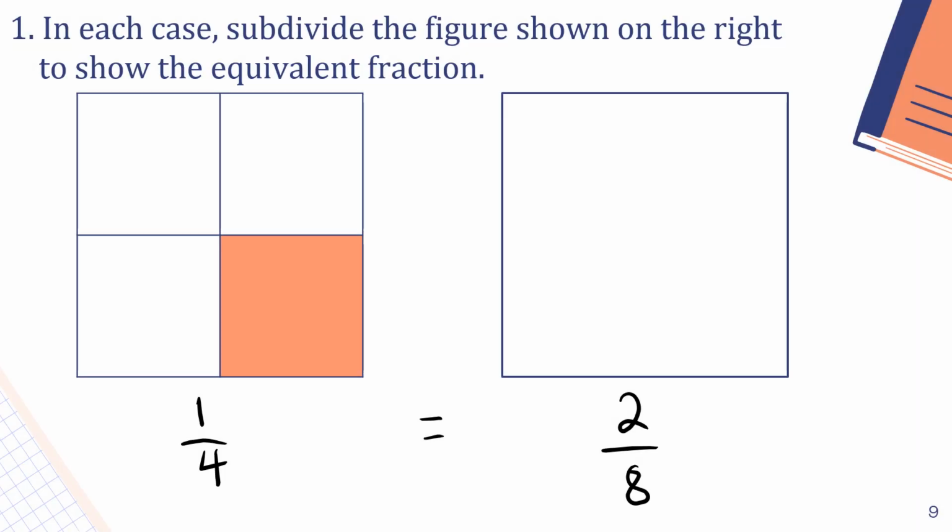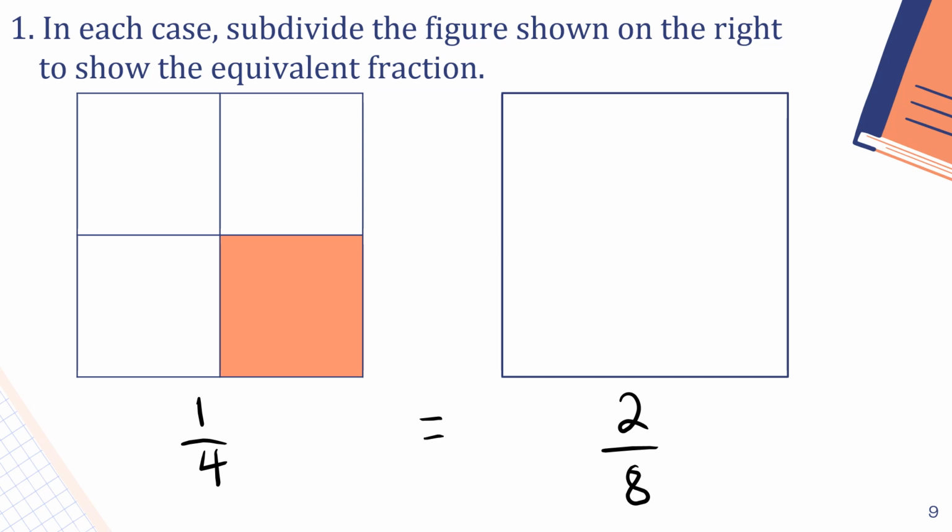All right, so we're going to do an example. I would say this is like the area model. It says, in each case, subdivide the figure shown on the right to show the equivalent fraction. Here on the left, we have a box that has been split up into 4 squares, and it says 1/4 is shaded, so we've got 1 out of the 4 squares shaded, and we're supposed to be representing the fraction 2/8.